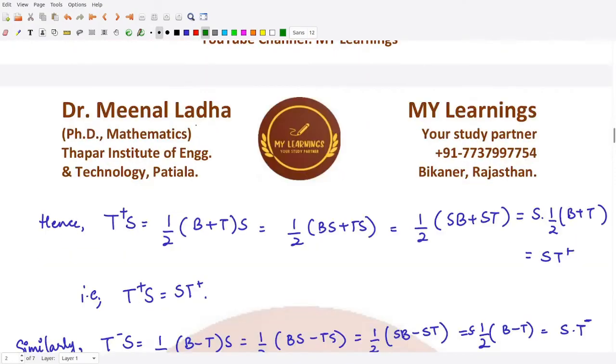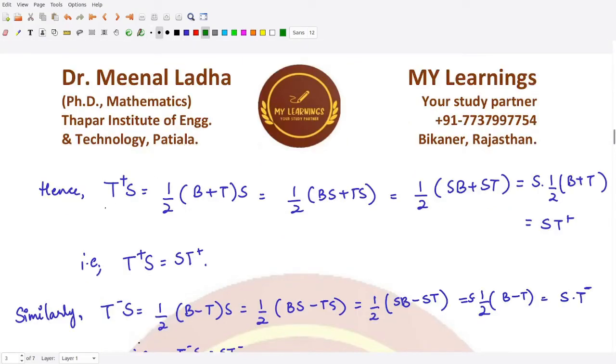Moreover, for the next operators, let's take T positive S. Let's apply the definition of T positive. It is half times of B plus T. So let's open up the bracket. It is half times of BS plus TS. Now B commutes with S, so you could write BS as SB.